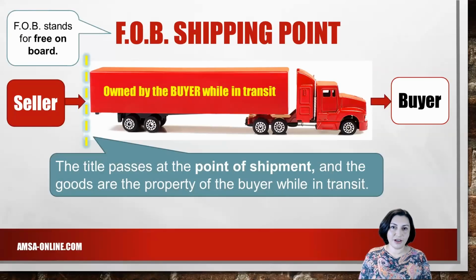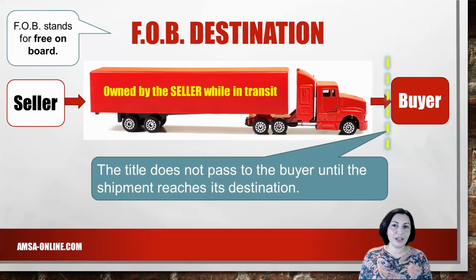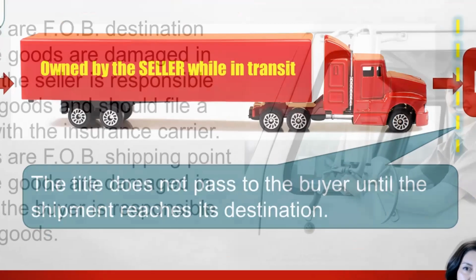If these terms are F.O.B shipping point, title passes at the point of shipment and the goods are the buyer's property while in transit. F.O.B stands for free on board. If the terms of the shipment are F.O.B destination, the title doesn't pass to the buyer until the shipment reaches its destination. In this case, the seller owns the goods while they are in transit.